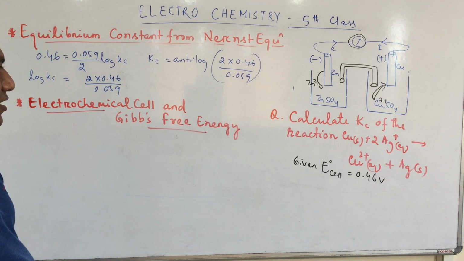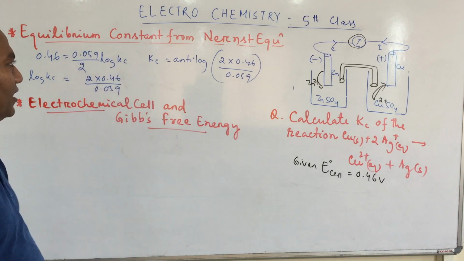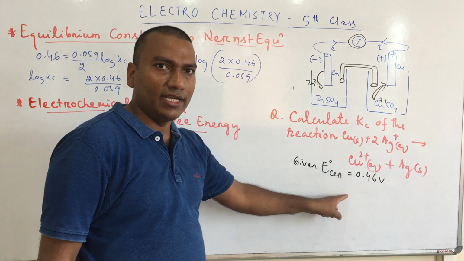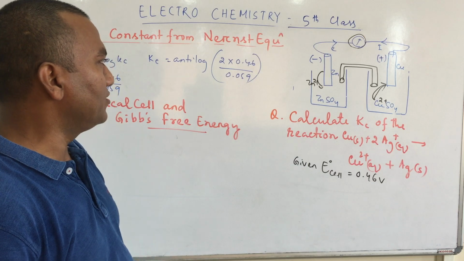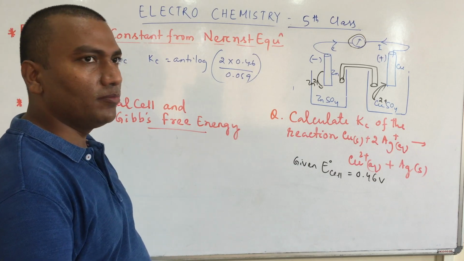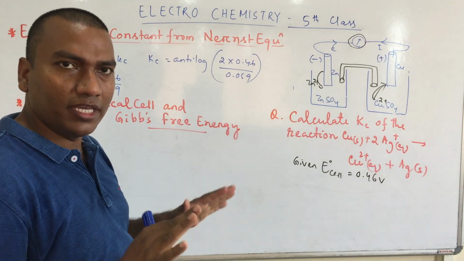So very easy. In this method we can use the formula; in the formula we put the data, then we get the answer. So this is the meaning of equilibrium constant from the Nernst equation. Clear now?